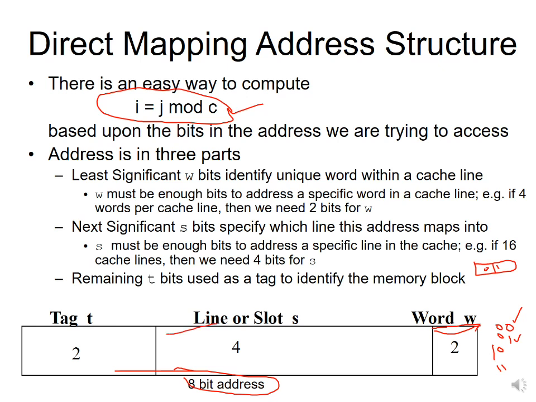The next are the most significant bits, used for uniquely identifying the cache line. It depends on the total number of cache lines. So it's 2 to the power 4, which can identify 16 cache lines. This and the remaining two bits are the tag, used to identify the memory blocks: which number of block is it?